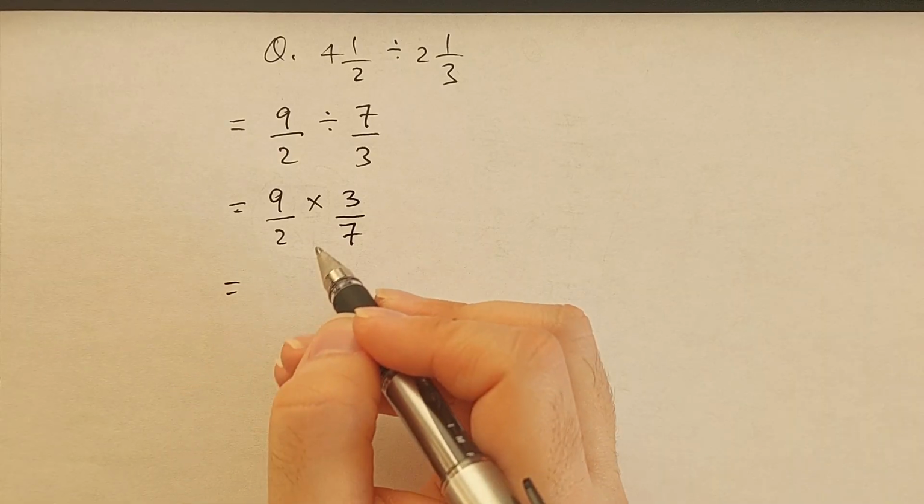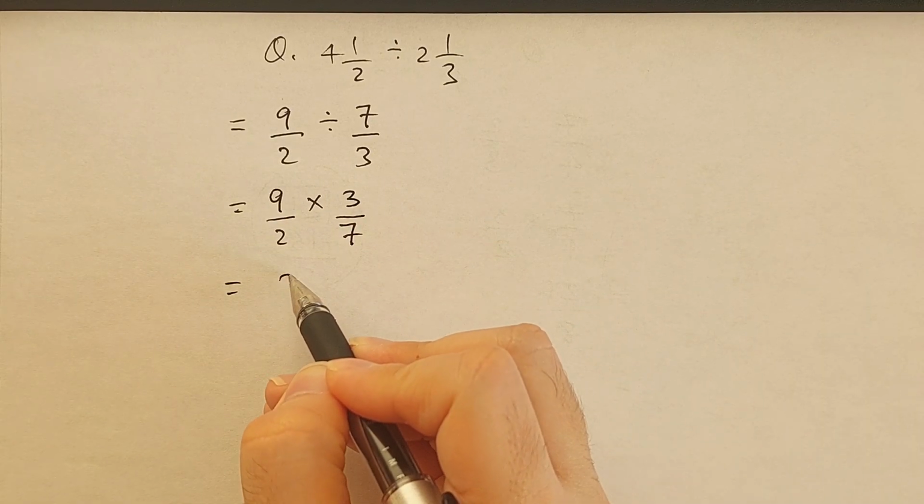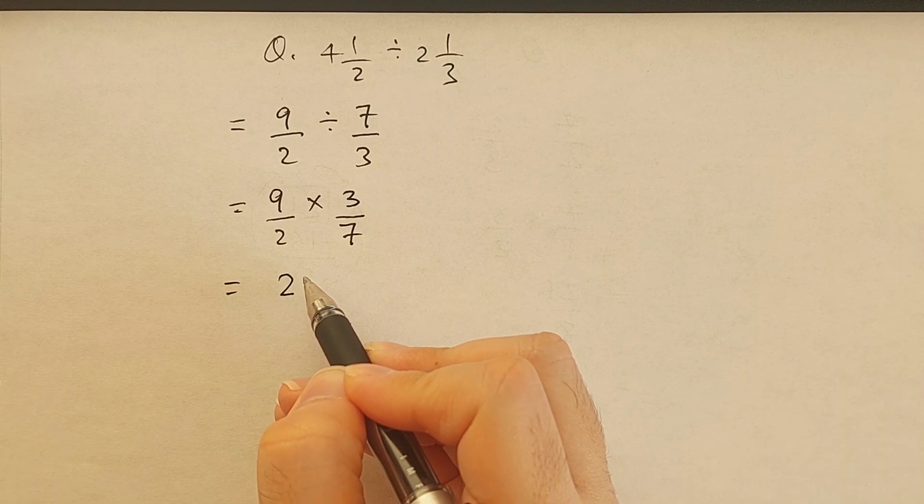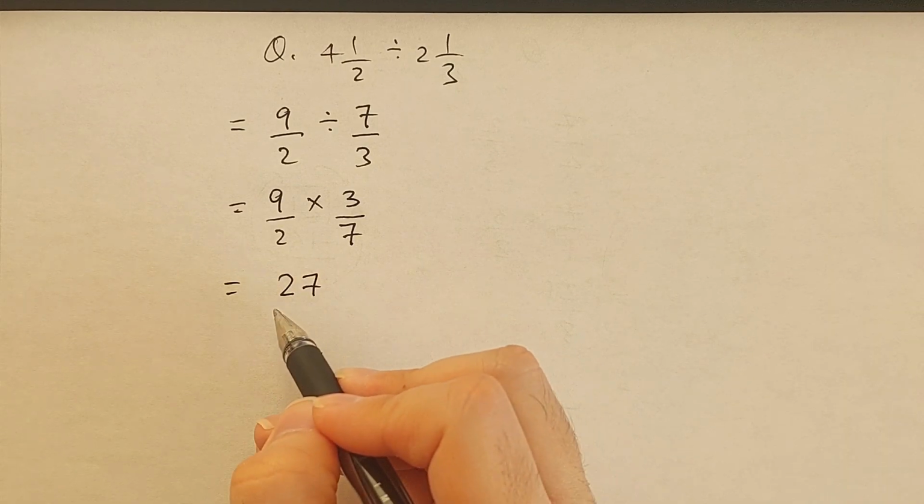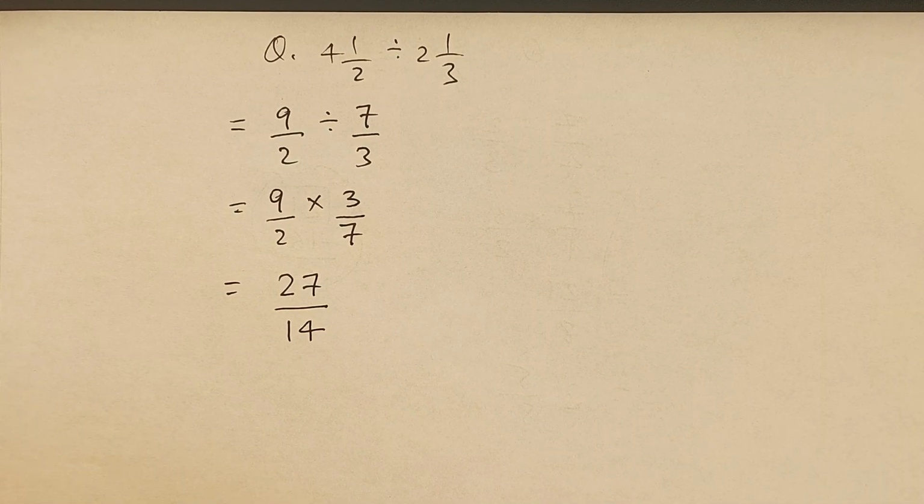And now we multiply these fractions together. We multiply the numerators first. 9 times 3 is 27. And 7 times 2 is 14. This is an improper fraction.